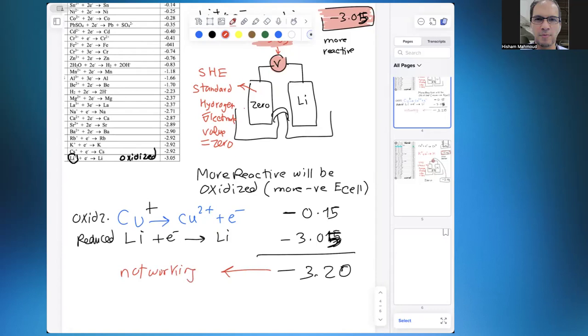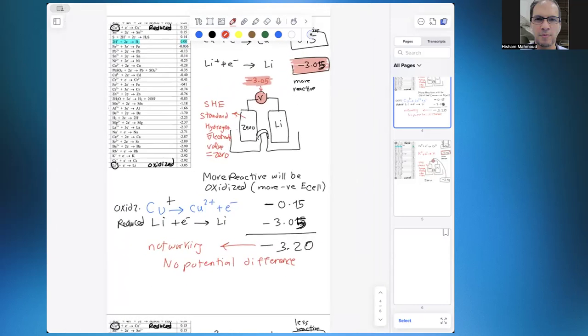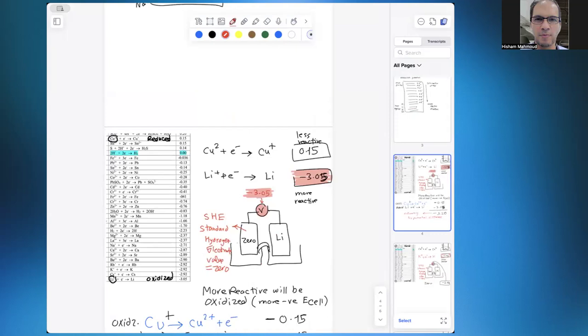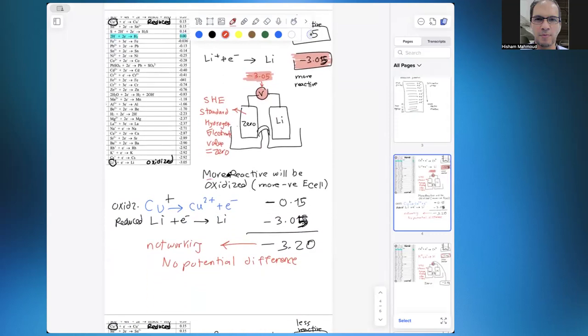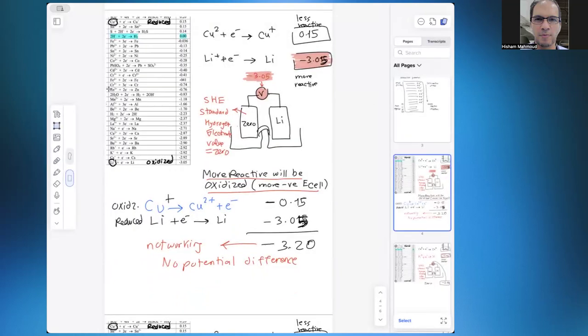How will you know it will not give a value? There will be no current. There will be no potential difference. Why is there no potential difference? Why is it not working? Mister, because I intentionally made a mistake. What is the mistake? I said that the more reactive should be the one that's oxidized, but you didn't choose the more reactive, you chose the less reactive, right? Which one is the more reactive that you should have used? I should have used the lithium because the lithium is more negative.